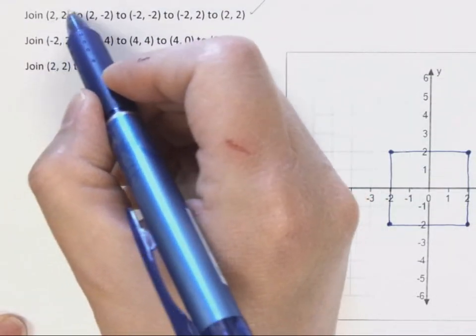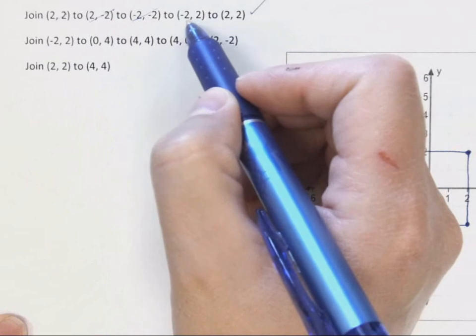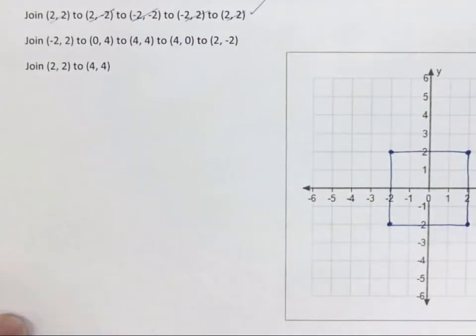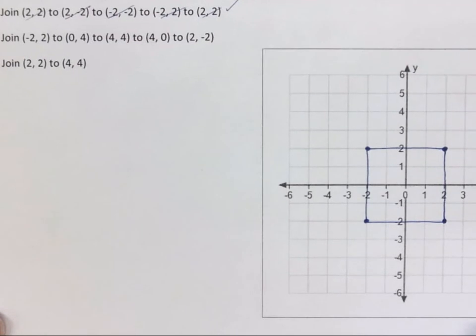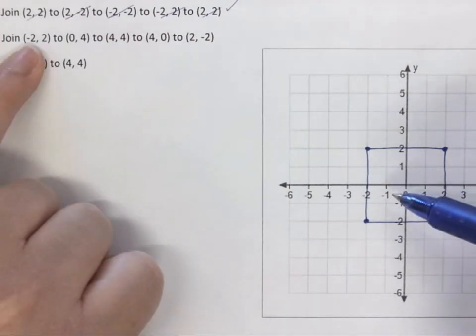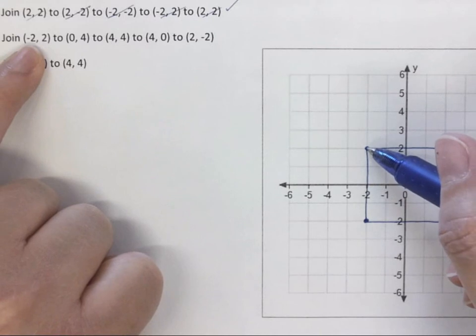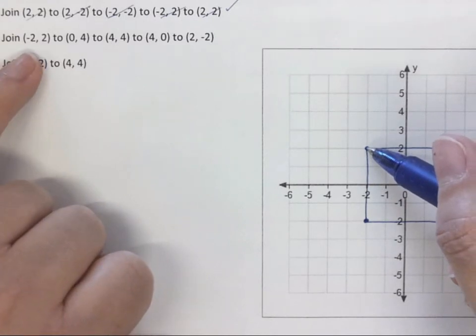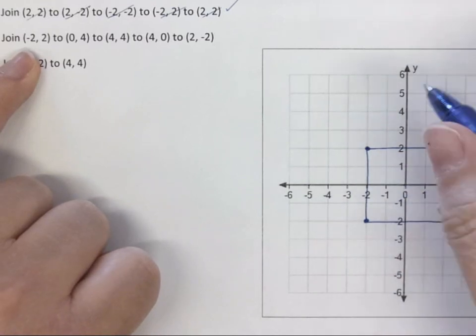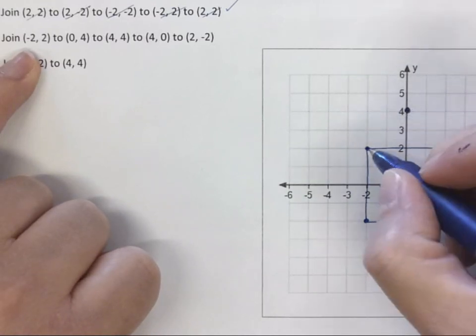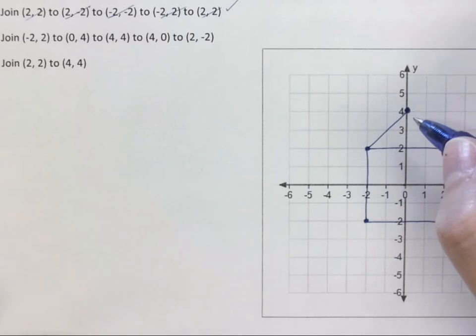Sometimes I like to go through and cross these off as I plot the points and connect them. Sometimes when there's long ones or like a big long chain, I like to cross them off so I know what I'm doing. So I'm going to start at negative 2, positive 2. I already have that point, and I'm connecting it to 0, 4. So I'm not moving left or right, and I'm going up to 4. So I'm connecting those two.